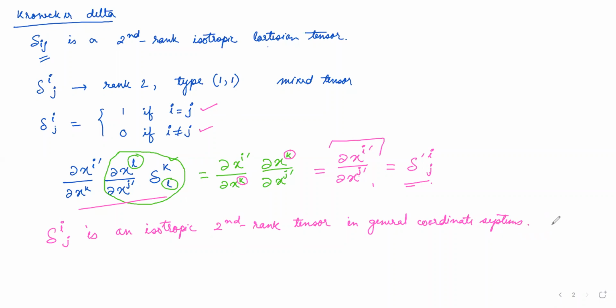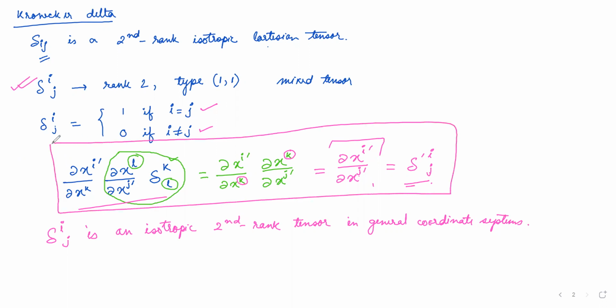Okay. So if you want to prove that delta ij, which is a mixed tensor, that is this tensor, is a mixed tensor and it is an isotropic tensor of rank 2, then you simply need these steps to prove that delta ij is a mixed isotropic tensor of rank 2. Okay. So that is all about the Kronecker delta.